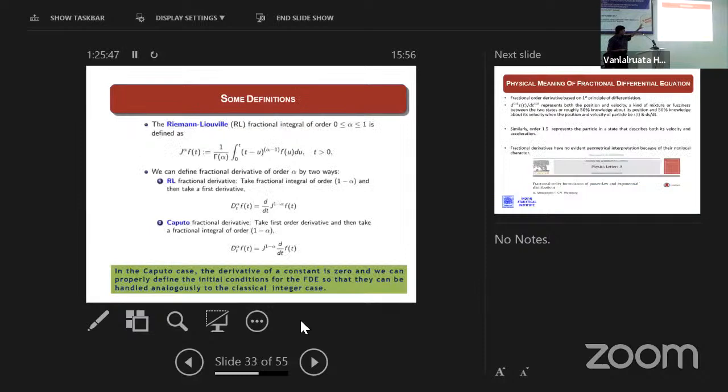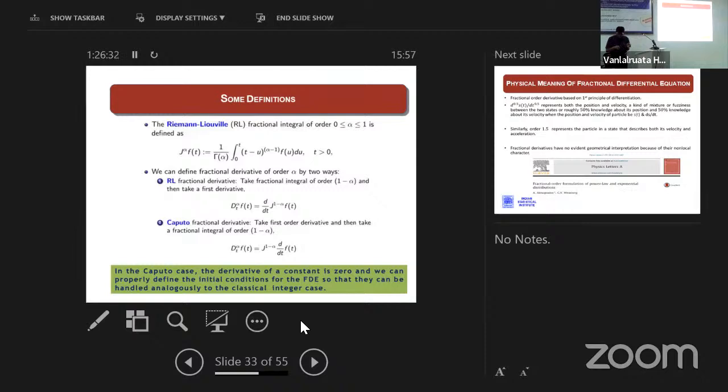So far, for fractional calculus, most of the people are using either the Riemann-Liouville derivative or the Caputo derivative. Most people like to work with Caputo, because in the Caputo derivative the derivative of a constant is zero and we can properly define the initial condition for the fractional differential equation, so that it can be handled analogously to the classical integer order. And the limit also may be applied if you use it in the sense of that.